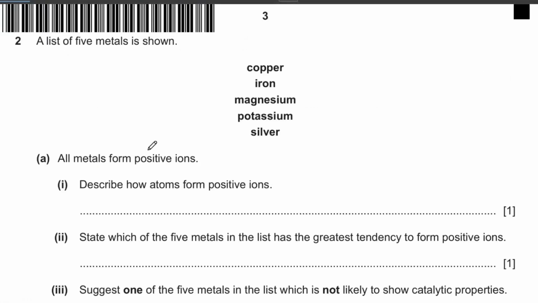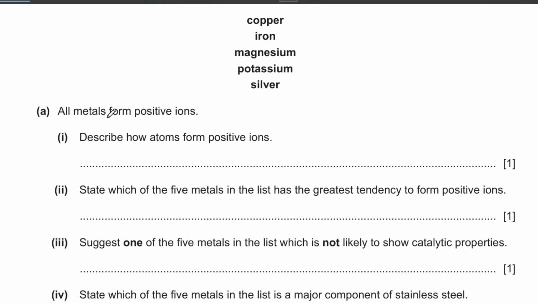Question 2. A list of 5 metals is shown: copper, iron, magnesium, potassium, silicon. A. All metals form positive ions. Describe how atoms form positive ions. The simple answer is that metals form positive ions by loss of electrons. When they lose electrons, they become positively charged. And the reason they are positively charged is because they have more protons than electrons.